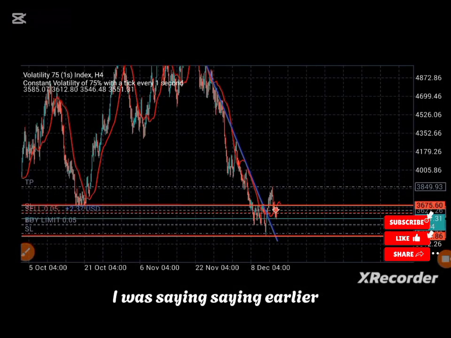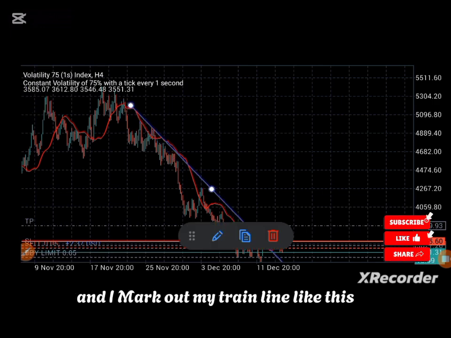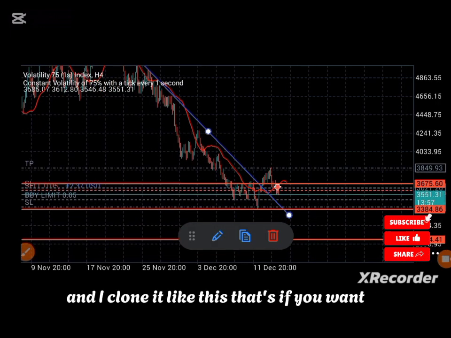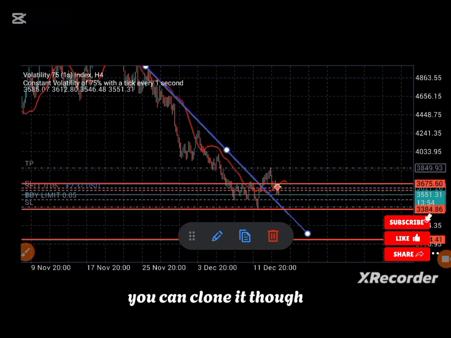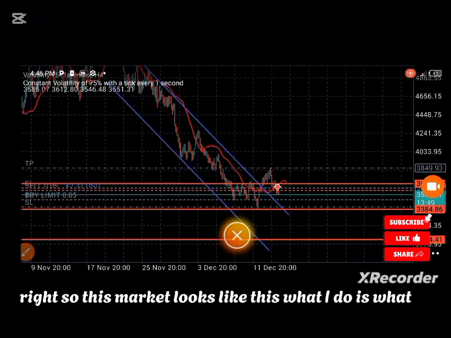As I was saying earlier, what I did was pull out my trend line and mark it like this, and I clone it like this. If you want, you can clone it too, because that's how I do my analysis to give me a channel, right? So the market looks like this.